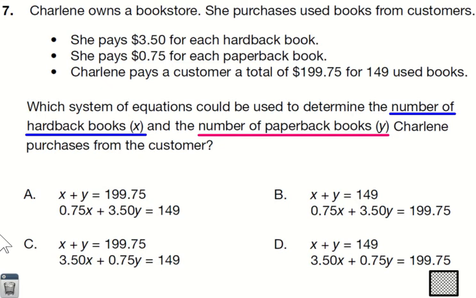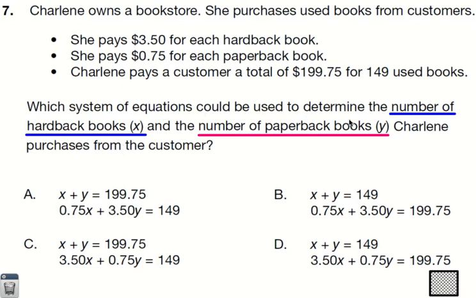Good for Charlene. She purchases used books from customers. She pays $3.50 for each hardback book. She pays 75 cents for each paperback book. Charlene pays a customer a total of $199.05 for 149 used books. Okay, all right.